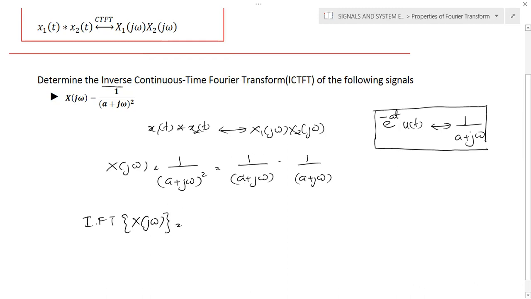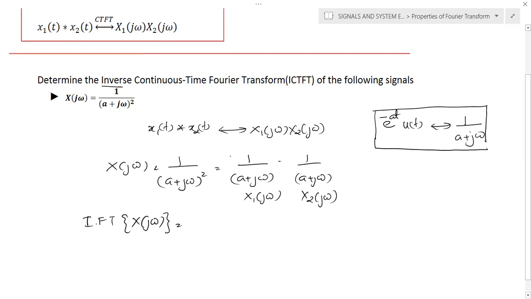If you observe the equation, it's actually a product of two terms: 1 by a plus j omega into 1 by a plus j omega. So we can assume that this is the transform of x1 of j omega, and this is the transform of x of j omega. So if you find the inverse, it's a product of two terms, so the equivalent operation in time domain becomes multiplication.